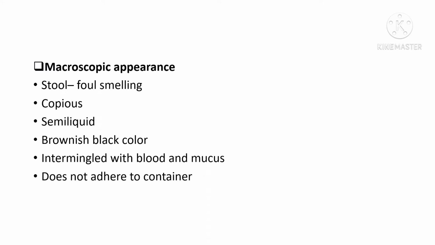So first are the macroscopic findings. The stool will be foul smelling, copious, semi-liquid, brownish black in color, and it will be intermingled with blood and mucus. In case of intestinal amoebiasis, the stool does not adhere to the container.